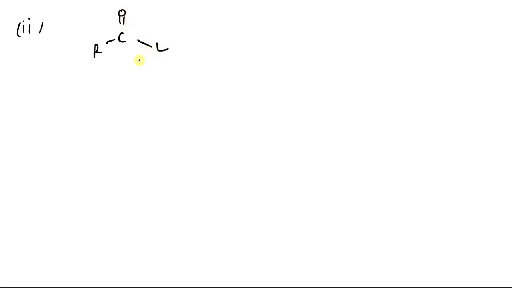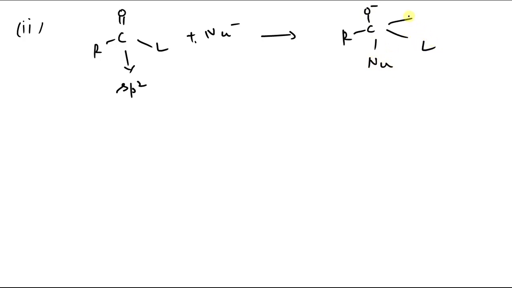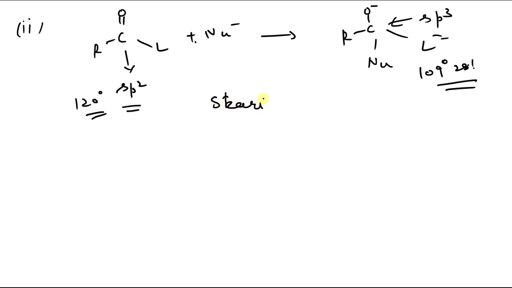Here you can see the hybridization is sp2. Once the nucleophile attacks, it gets converted to sp3 hybridization. The sp2 angle is 120 degrees, and here the angle is around 109 degrees 28 minutes. As it has to change from sp2 to sp3, the groups have to come closer. Now the bulkier group will resist this change, so this is the steric factor.